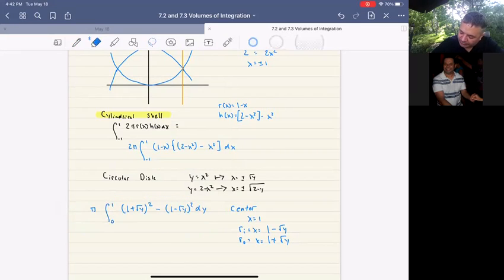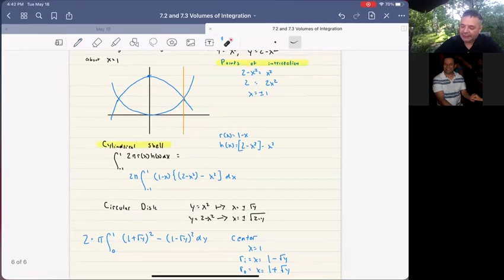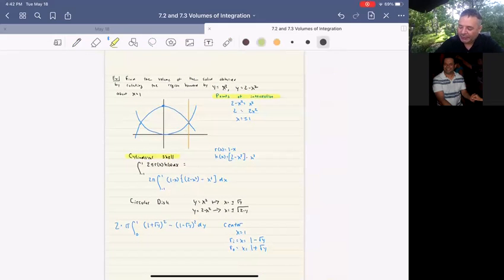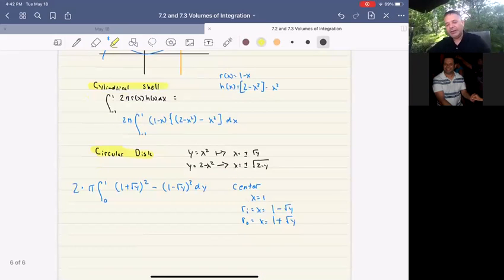And now I'm going to go ahead and say that's 2 of them, because it is symmetric in that this upper part is going to give me the same volume as this lower part. Okay? All right. But you can already see that it was much easier to do cylindrical shell. Okay. All right. That's it for volumes of integration. I'll see you all in class.